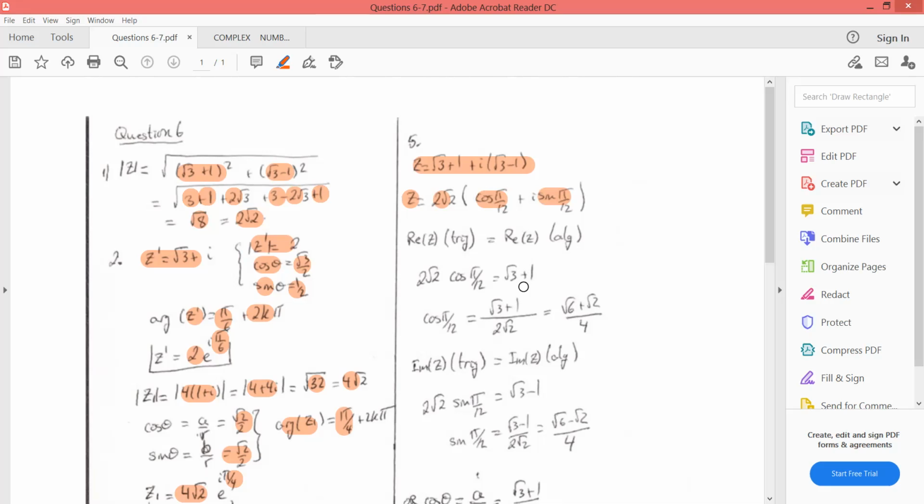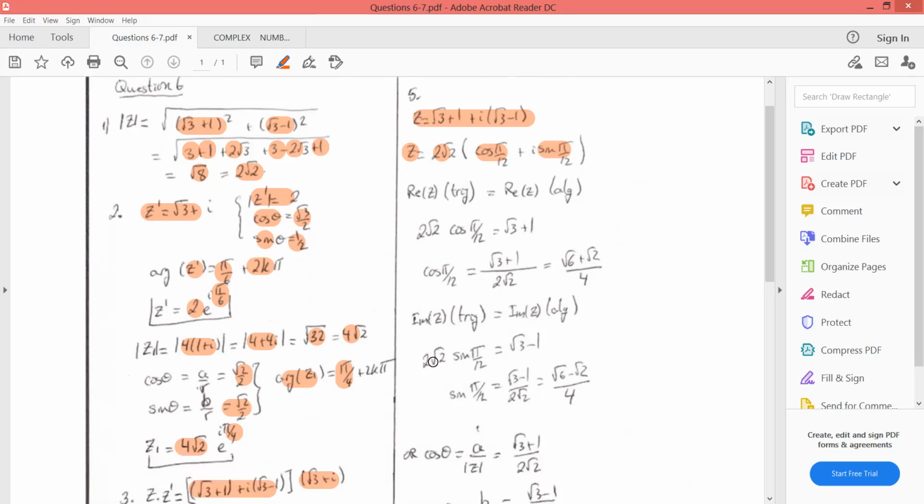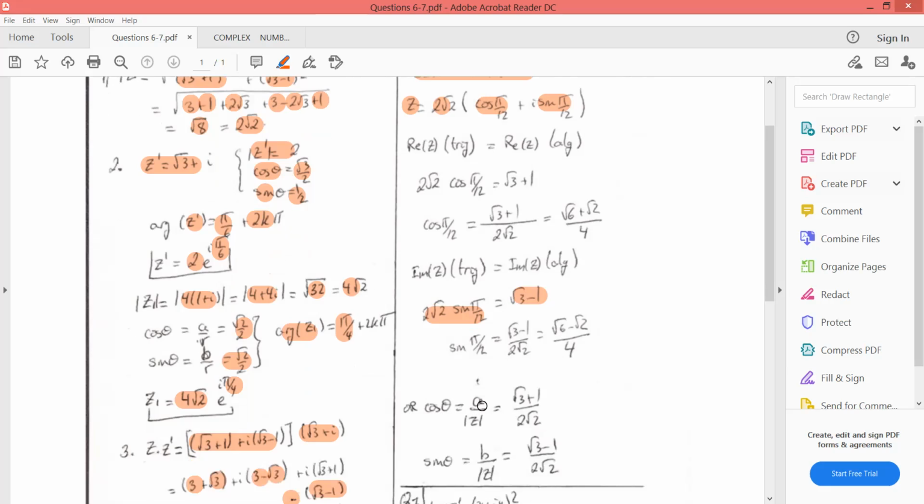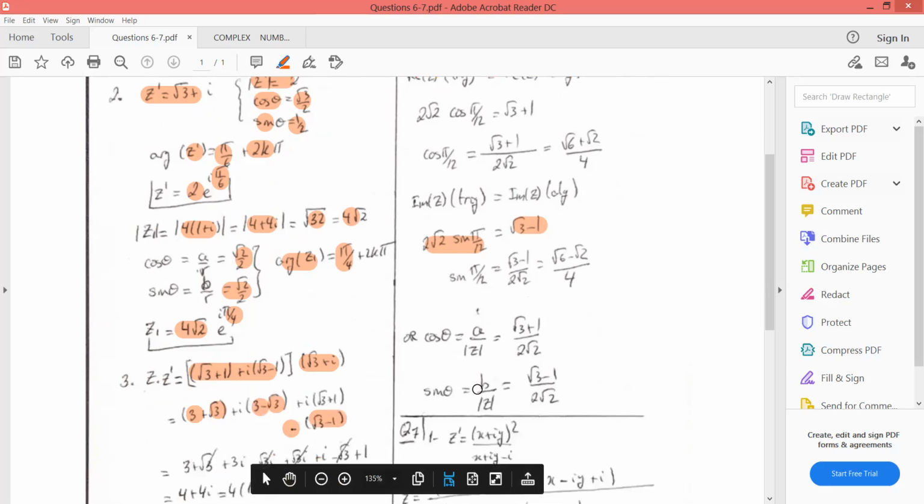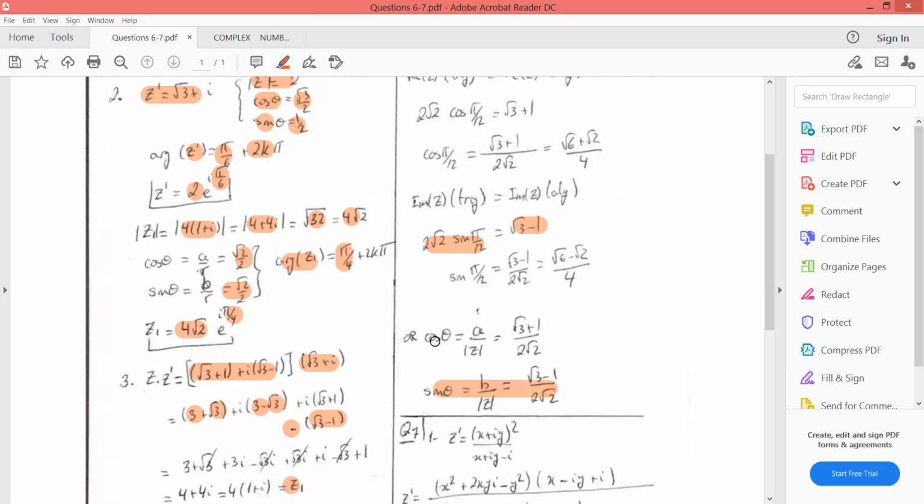equals radical 3 plus 1. Yes. Here we already have R, we do A over R. You have two methods. You said first we do this, so I am doing this way for you. Same for imaginary part: imaginary Z equals imaginary Z, 2 radical 2 sine pi over 12 equals radical 3 minus 1. Then sine pi over 12 is equal to that. Or cosine theta equals A over modulus of Z and sine theta equals B over modulus of Z. Any questions about this exercise?